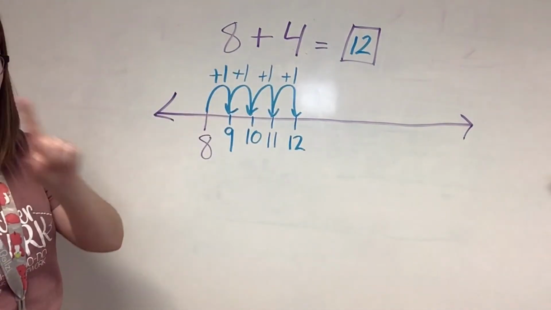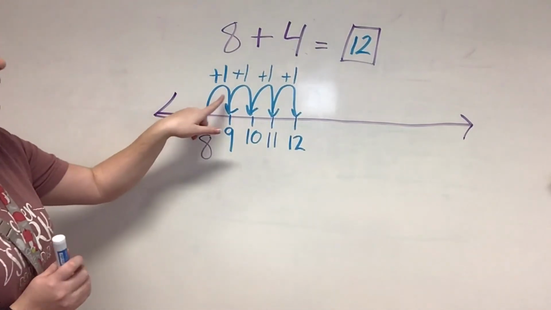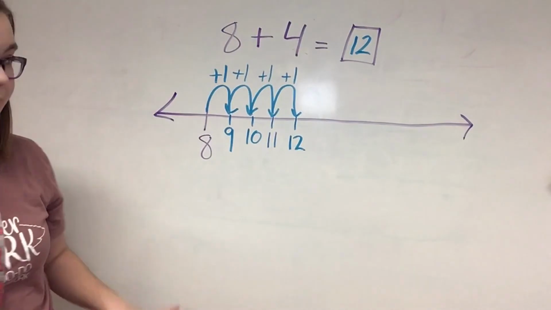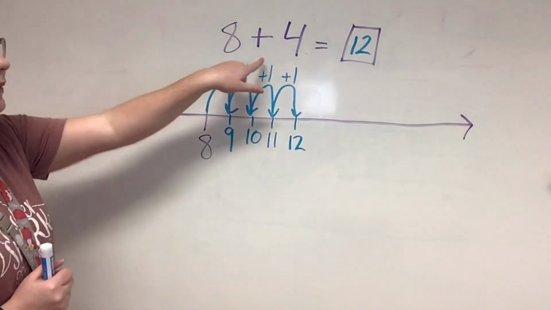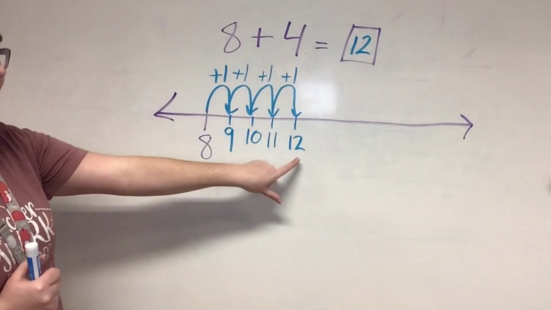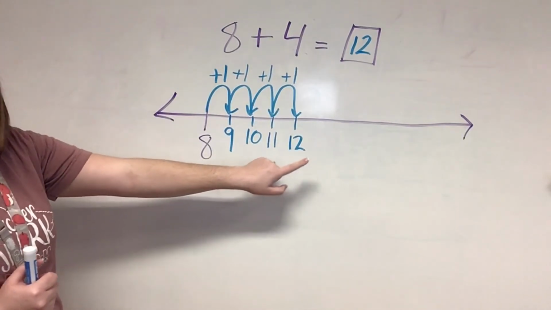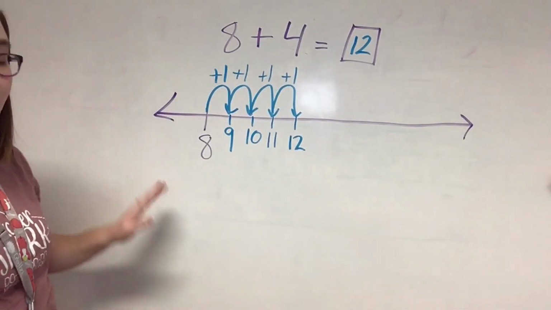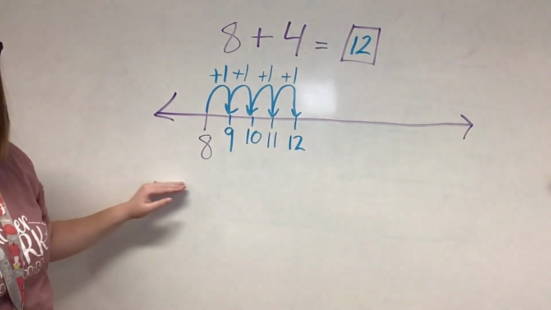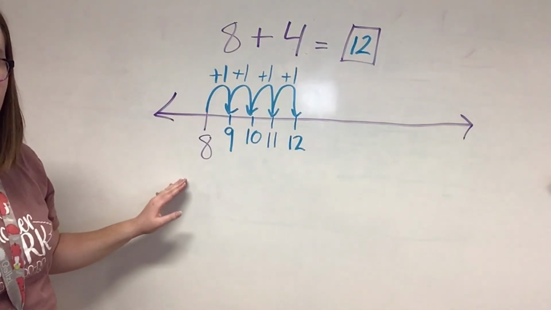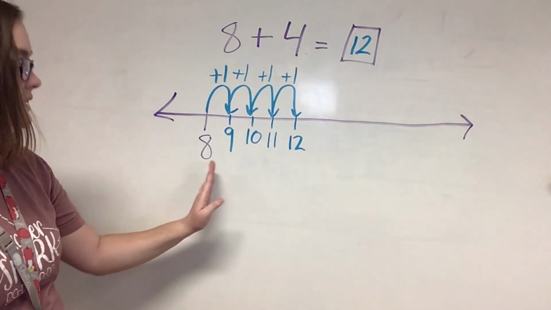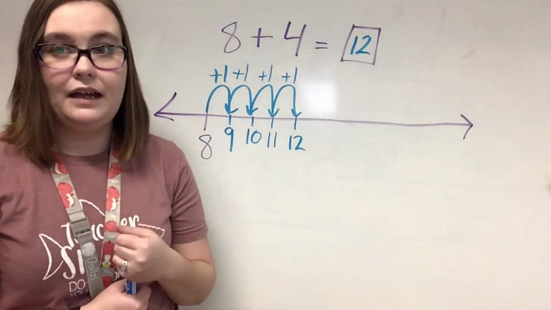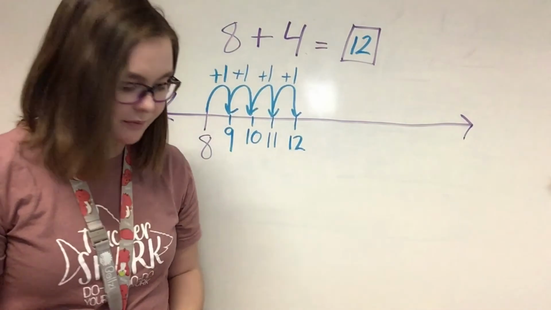Let's count those jumps one more time to double check. 1, 2, 3, 4. 4 jumps. That's exactly what we needed. We added 4. So at the end of our number line where we stopped, it is going to be our answer, and that says 12. Now you can always go back and make sure you didn't skip a number by double checking your counting. 8, 9, 10, 11, 12. Now I feel confident that we did this problem correctly.